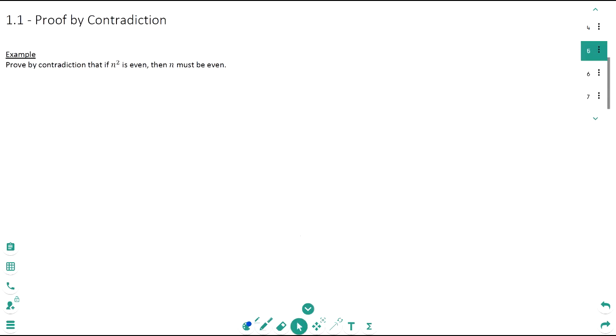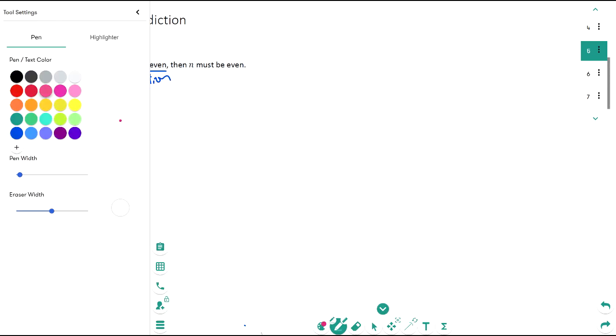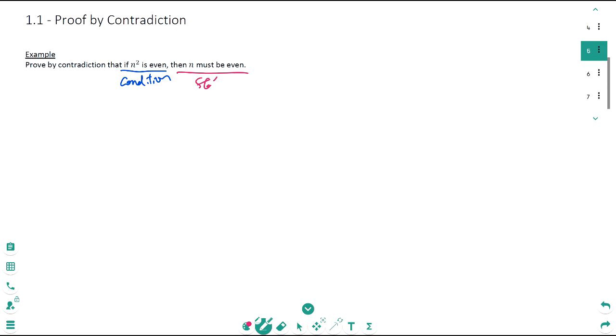Example. Proof by contradiction that if n squared is even, then n must be even. So we mentioned this condition, and this is the statement. When you do negation, you're only negating the second part. You don't negate the first part. So step one, assume if n squared is even, then n must be odd.